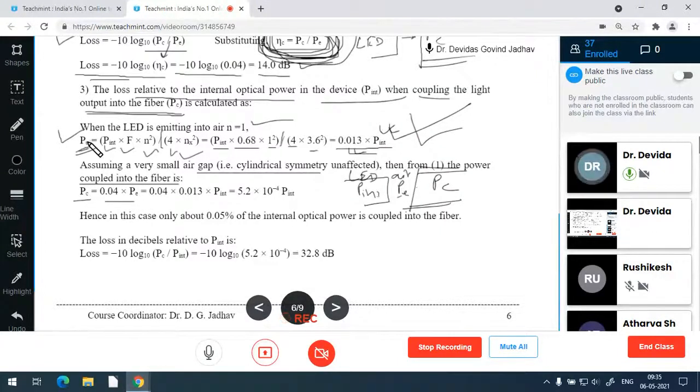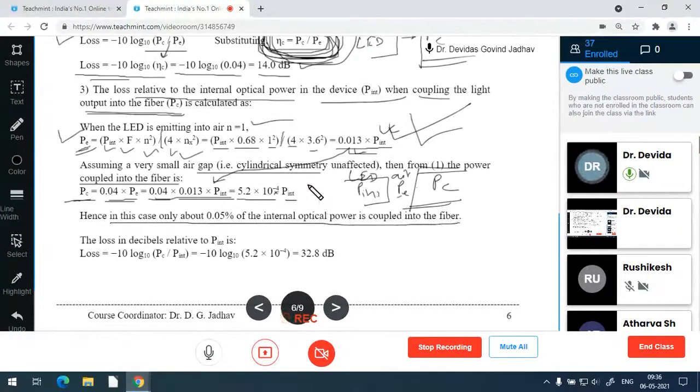So P we have calculated just now. PE is 0.013 P internal. So PC is equal to 0.04 into P, which is 0.04 into 0.013 P internal. Substituted. So 0.04 into 0.013 into P internal is PC. If these two multiply together, we get 5.2 into 10 raised to minus 4 into P internal. PC is 5.2 into 10 raised to minus 4 into P internal. Okay, so hence in this case only 0.05% of internal optical power is coupled into fiber.